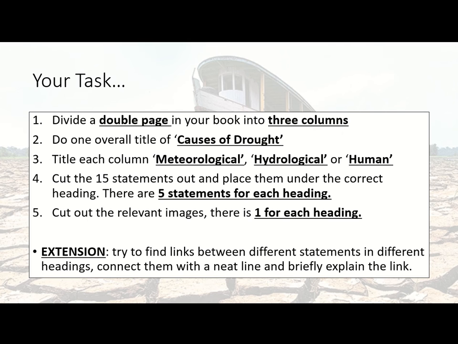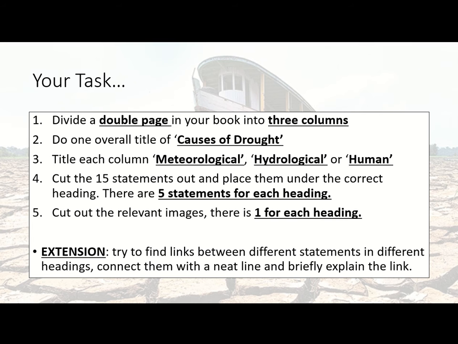So the task you've got is fairly straightforward, and if you get onto 365, please make sure you get the resource for this, because it will save you doing a lot of writing. Now what I'd like you to do is, with the resource, which has got information about those 3 types of, well actually not El Nino, but 3 types of drought: meteorological, hydrological, or human. Okay, so these are all causes of drought conditions. Now I've given you 15 statements. 5 of those statements belong to meteorological, 5 belong to hydrological, and 5 belong to human.